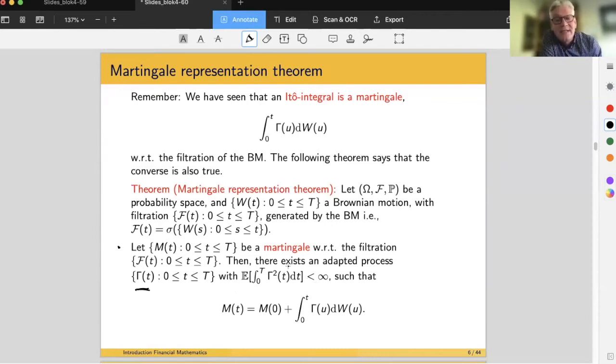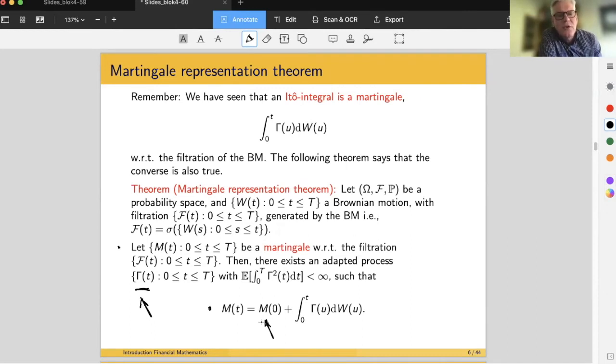And so there exists an adapted process, gamma, such that M_t is M_0 plus the integral from 0 to t of gamma_u dW_u. So M need not start at 0, and therefore we have M_0 included here. And remember that we always think of these adapted processes in such a way that they satisfy all the properties that we want for the Ito integral to exist.